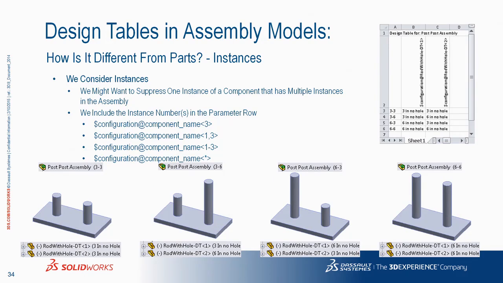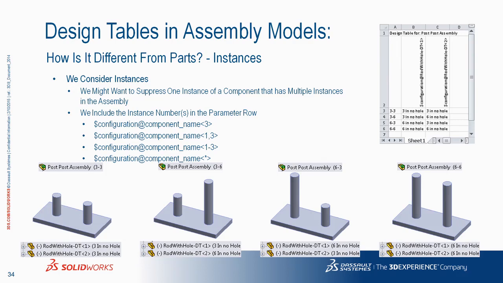The other thing that we need to consider is instances. We might want to suppress one instance of a component that has multiple instances inside of an assembly. Once again, simple example here, a plate with 2 rods coming out of it. If we want to include instances in the parameter row, you can see the parameter is in brackets there. So if we only want to include one, item 3, we put 3 in brackets.